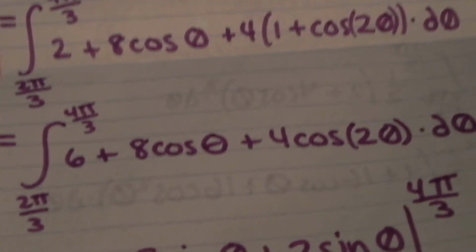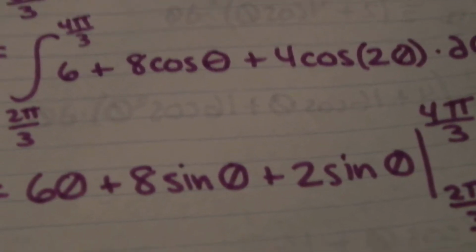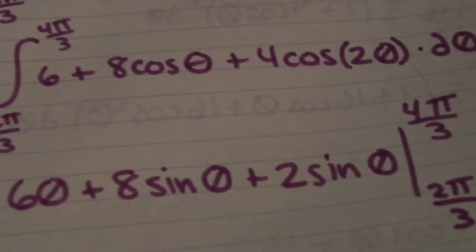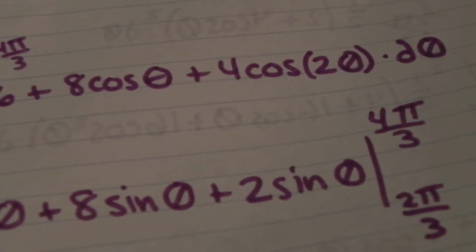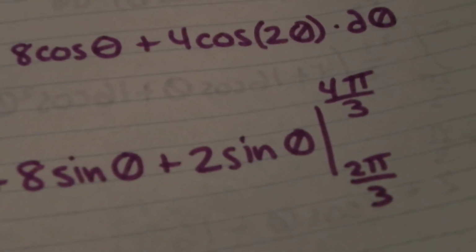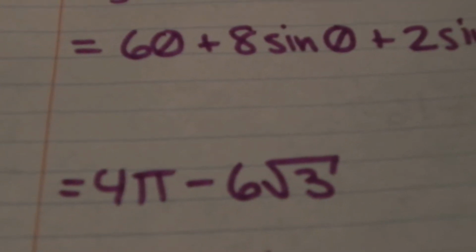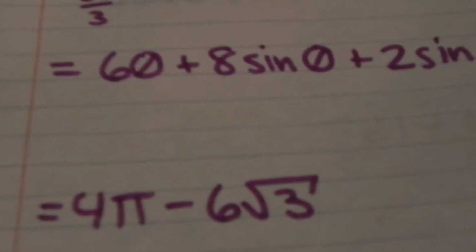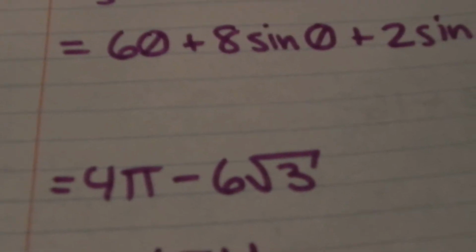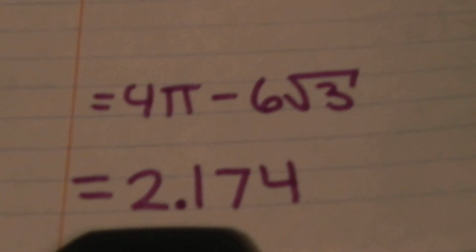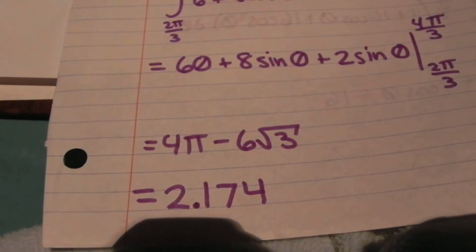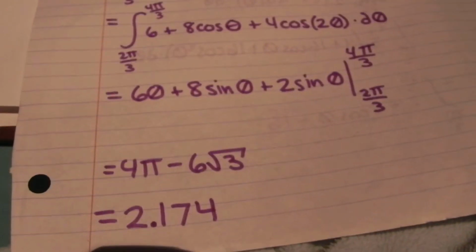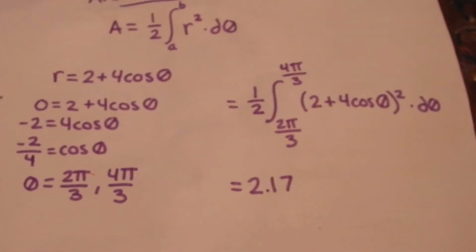Then you take the integral of that and get 6 theta plus 8 sine theta plus 2 sine 2 theta, and then plug in 2 pi over 3 to 4 pi over 3, which gives you 4 pi minus 6 square root of 3 when you plug in those numbers, which also gives you 2.174 as your answer, which is consistent with the first answer that you gathered from your calculator.